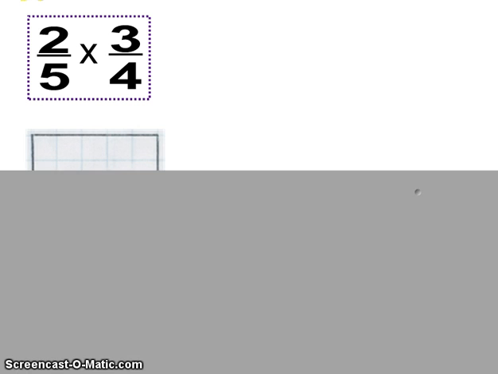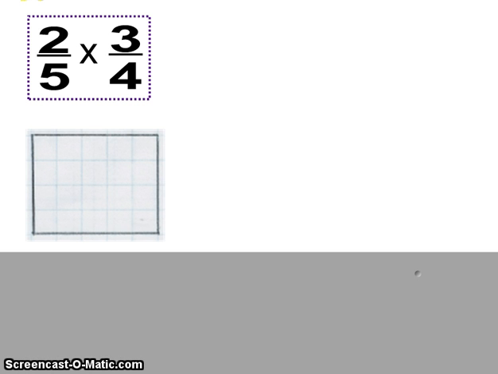Okay, I'd like you to try this one on your own. What is 2/5 times 3/4? Here's the rectangle. Pause your video and solve the problem. Unpause when you are ready to correct. Okay, great. Let's see how you did.